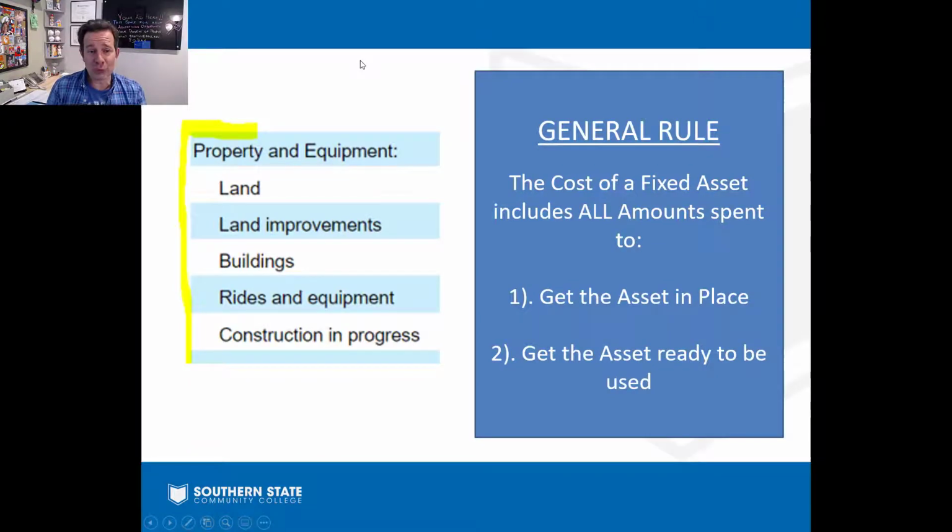Our general rule: the cost of a fixed asset includes all that is spent to do two things. One, get the asset in place. And number two, get the asset ready to be used. So your general rule, all the money that is spent to get it in place and get it ready to use, we're going to include that in our fixed asset number.